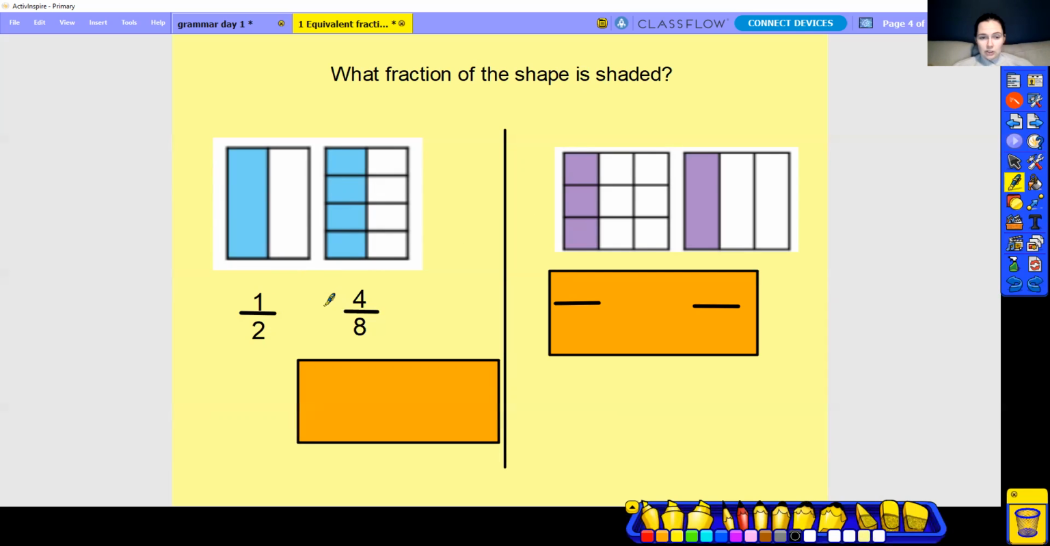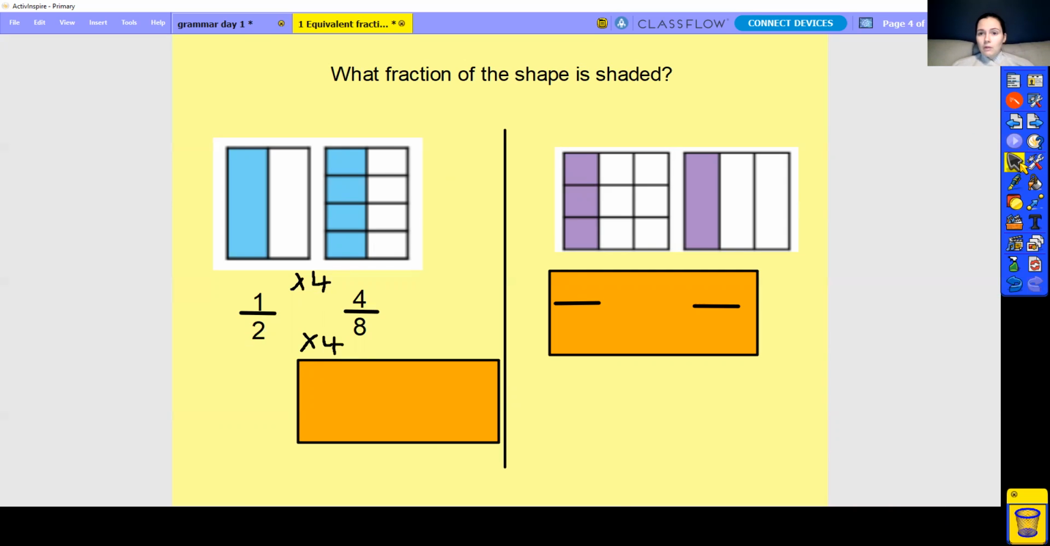So let's just double check to make sure we're sure. What have we done to the 1 to get to 4? Well, we times it by 4. What do we do to the 2 to get to 8? We times by 4. So 2 times 4 equals 8. So that shows us that they're both equivalent. Now we can also do this the opposite way. So if we did the 4 here, 4 divided by 4 is 1. 8 divided by 4 is 2. And that shows us that they're both equivalent.